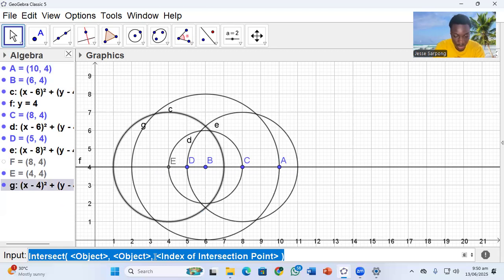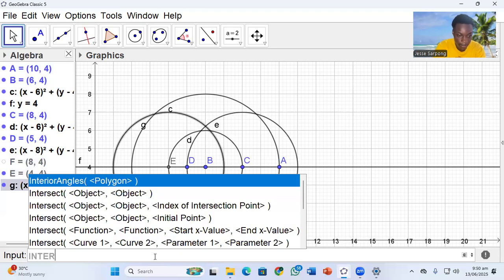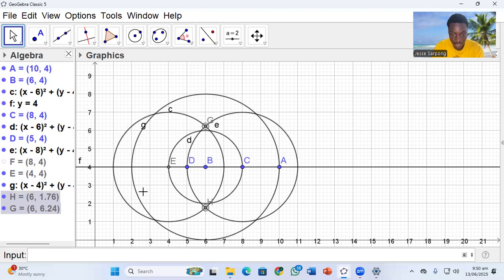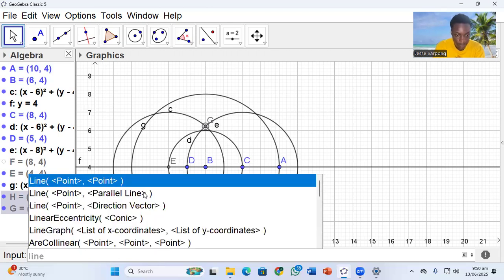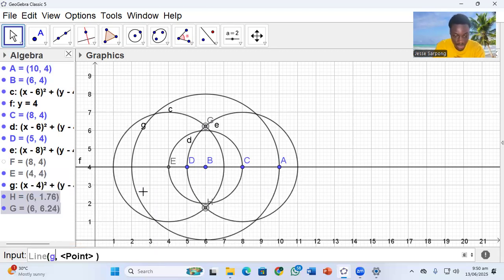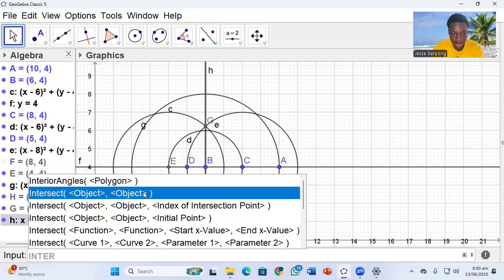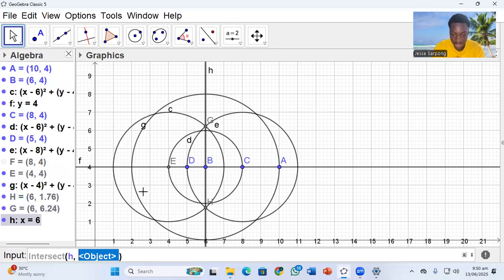Intersection between circle G and E. Now we have two points, capital G and capital H there. Construct a line through G and passing through H. And we've bisected it. So we look for another intersection, of the new line H that we've gotten and the first circle C.